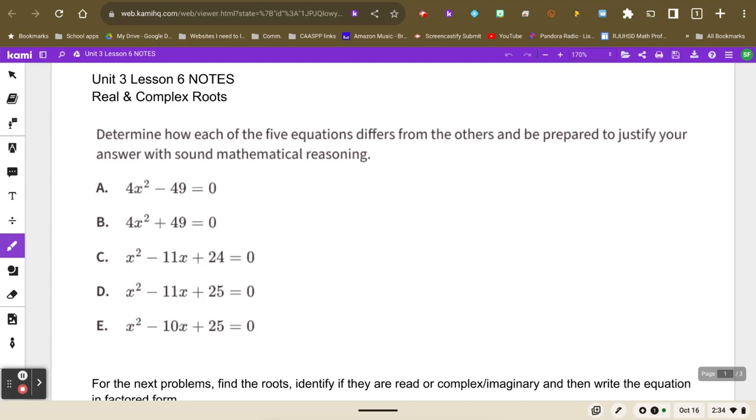Next one, if you graphed it for C, it would have some real roots. Okay. If we graphed D, we would have some irrational or imaginary roots. And the last one, if we graphed it, it would actually touch the x-axis once, so it would only have one root. So just be able to have a reason for either one for those.